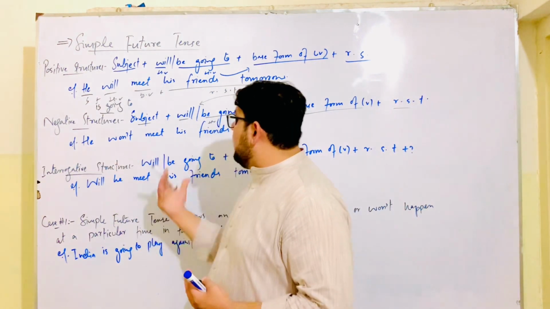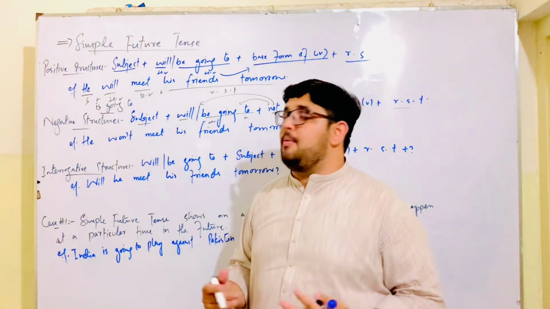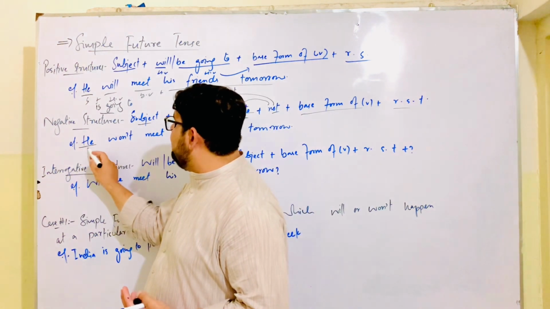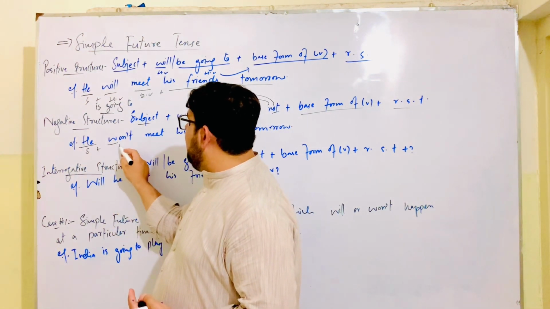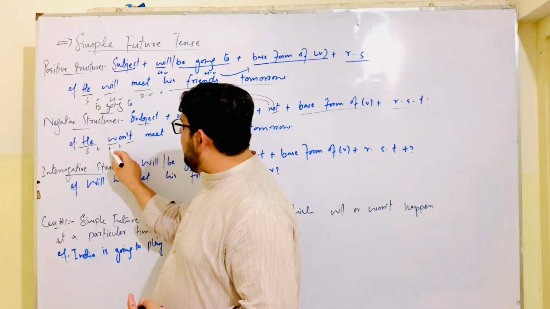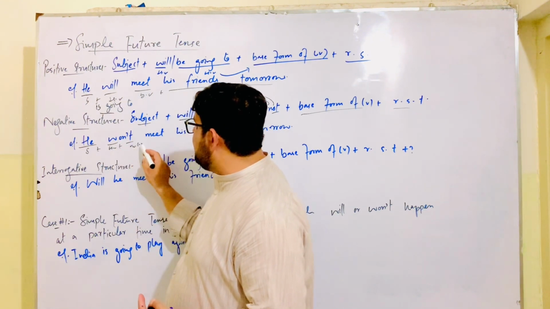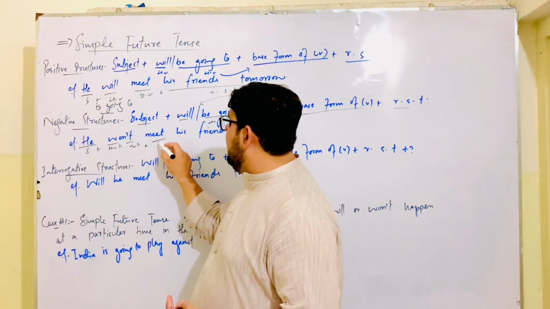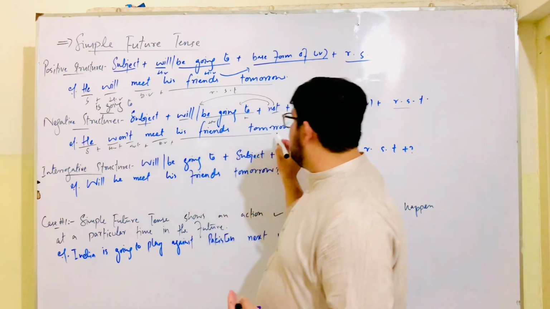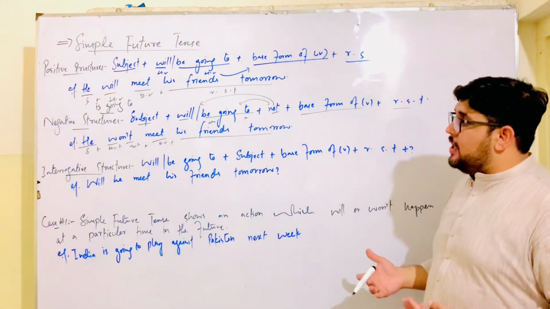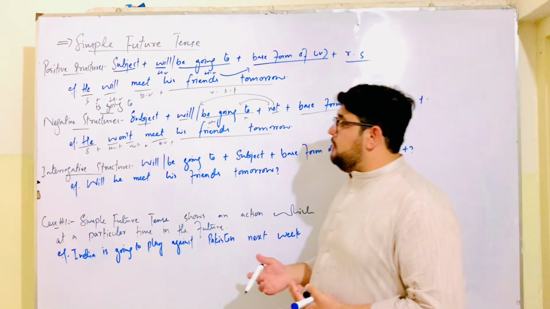Now if you see, we have subject plus will, helping verb, plus not, the adverb of negation, plus meet is base form of verb plus rest of the sentence. This is how we can construct a negative example using simple future tense.